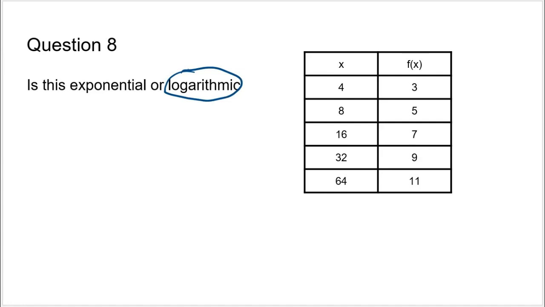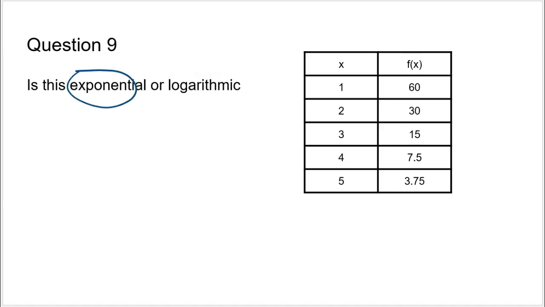The inputs, x, are changing multiplicatively, right? They're multiplying by 2, multiplying by 2, multiplying by 2, and the outputs are adding 2. So when we see that happen, that's logarithmic. For question number 9, for this table, we see the opposite. So this is exponential. We see that the inputs are changing additively, up 1, and the outputs are changing proportionally or multiplicatively. They are multiplying by 1/2. So that is going to be an exponential function.